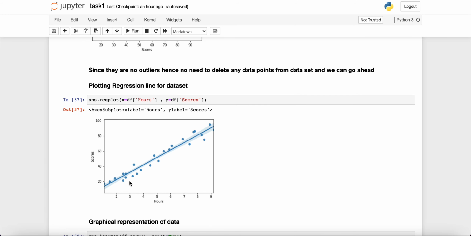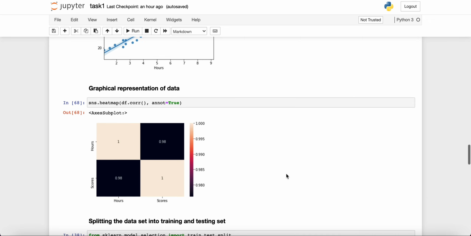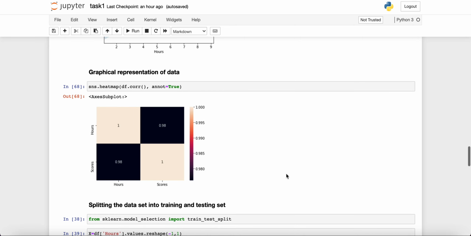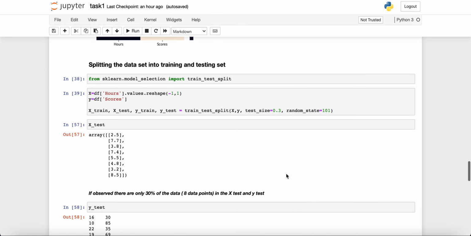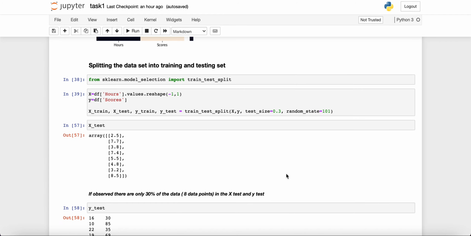I plotted a regression plot for my data set, and this is my regression plot. For the graphical representation of data, I used a heat map. Then I split my data into training and testing sets so that I can fit my model using the training dataset and test it on the testing dataset.